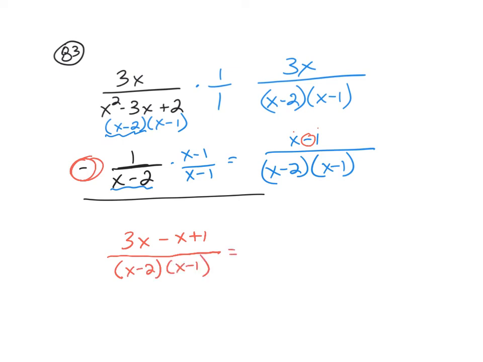Now I'm just going to simplify that top. 3x subtract x gives me 2x. I get 2x minus 1. And I still have that same denominator, x minus 2 times x minus 1, which is the final answer to the problem.